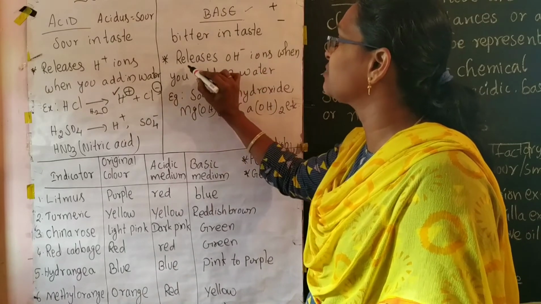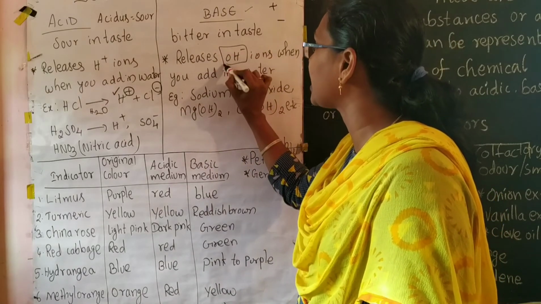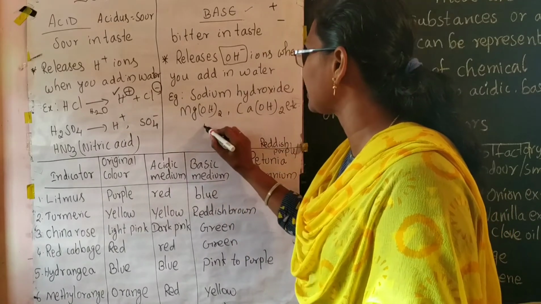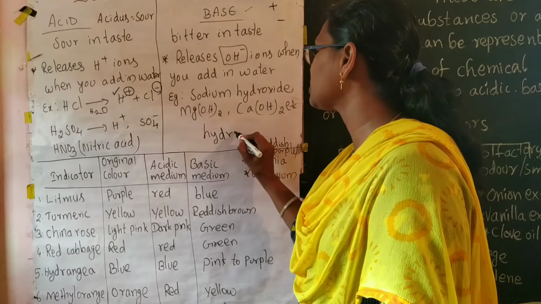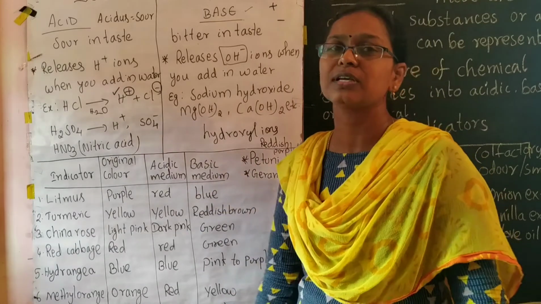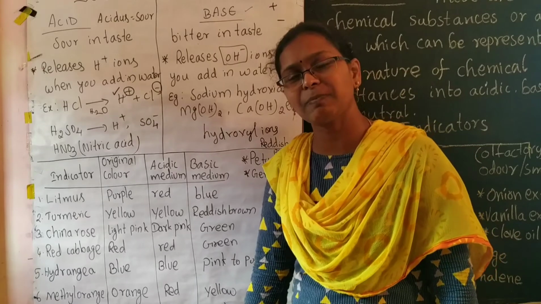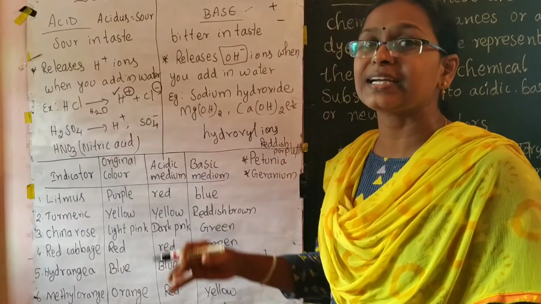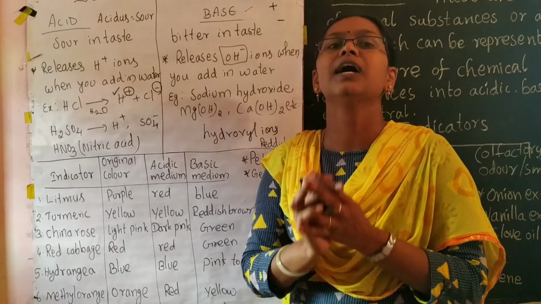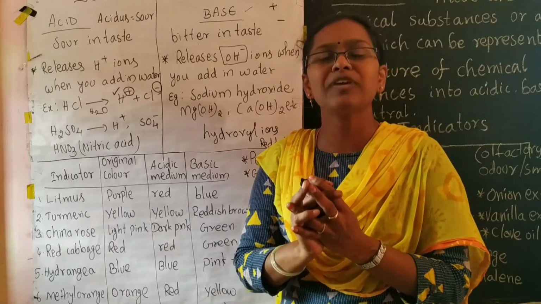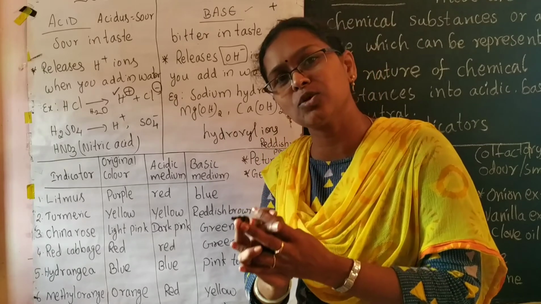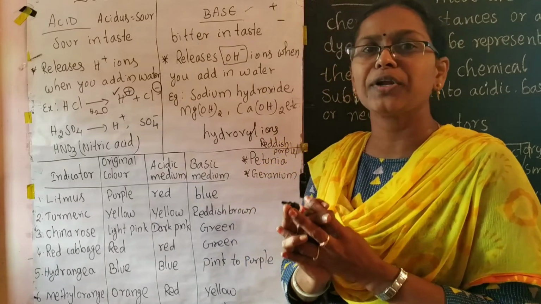These bases release OH minus ions. We call OH minus ions hydroxyl ions, and these are negatively charged particles. Those particles combine with positively charged particles to make a compound. So we can say acids are inorganic compounds, and bases also are inorganic compounds.